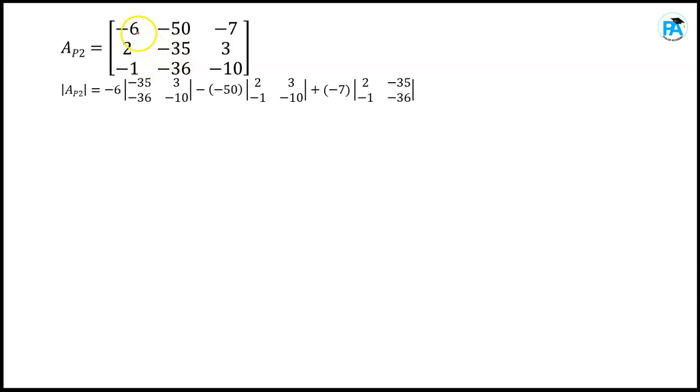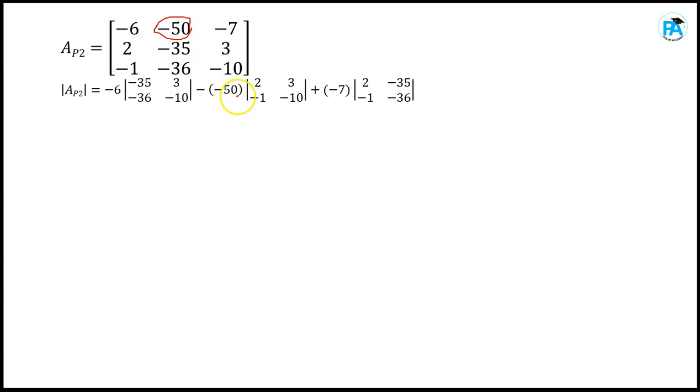So the minor of negative 6 will be this, this, this, and this. They shouldn't be on the same line with 6 horizontally and vertically. So this, and this. So that's the minor. The minus, don't forget that. This value follows next, isn't it?